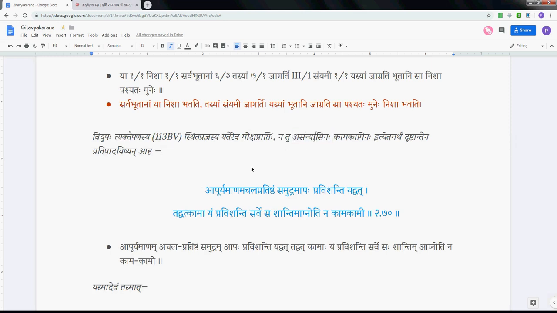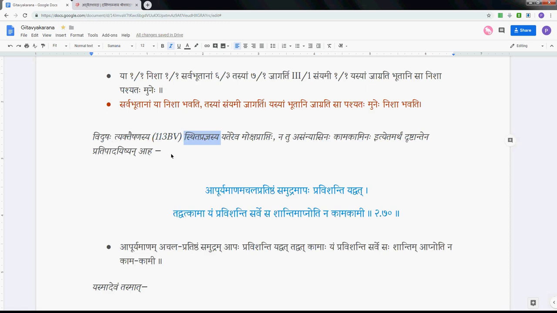Sthita prajnasya yateh eva moksha prapti, na tu asanyasina. For a person who is not tyakteshana, one may have attachment to pita, putra, ityadi. That will take away a person from becoming a sannyasi. This commitment will take away that jnana. One may say, let me make enough for my children and then I'll go. Never will it happen. One may say, okay, let me just do some tirtha yatra even. After that, I'll take sannyasa. Never going to happen. So therefore, putreshana, vitteshana, lokeshana, as long as any of that is there, one cannot really be sthita prajna. So that is another way to see it.